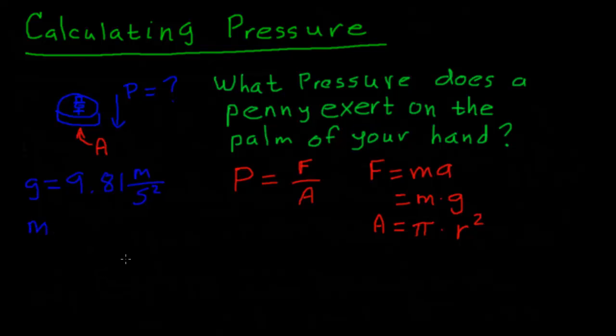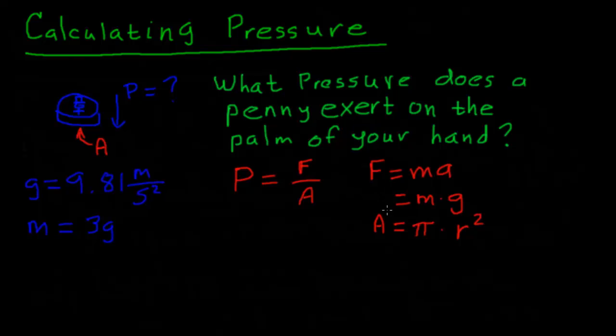All right, so now the mass of the penny. We stick a penny on a balance. Turns out a penny weighs about 3 grams. Now in our calculation of pressure, we need to think about our units. So probably we're going to want to calculate pressure in its SI unit of pascals. So we're going to use the Pascal.